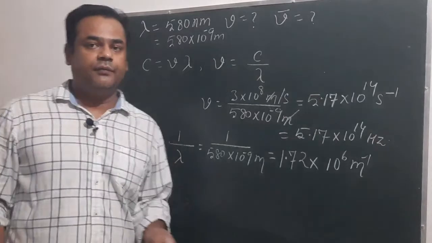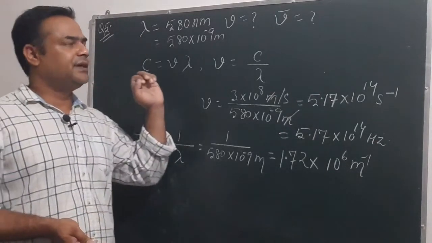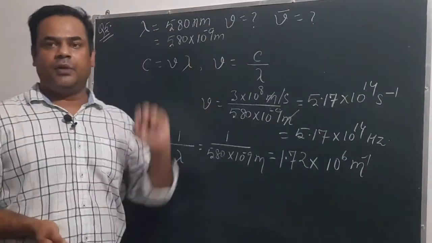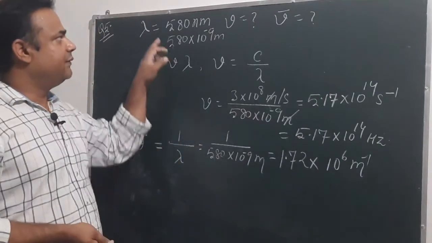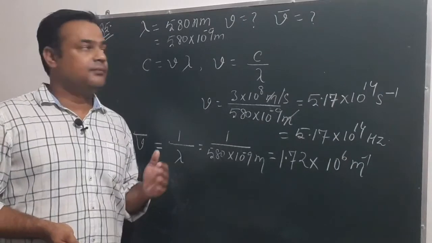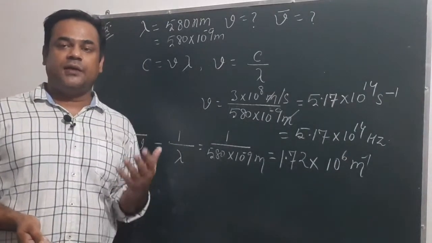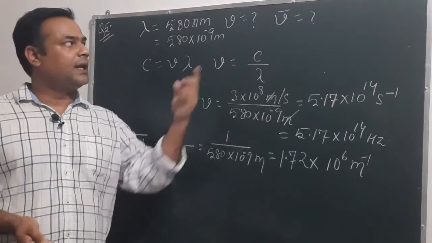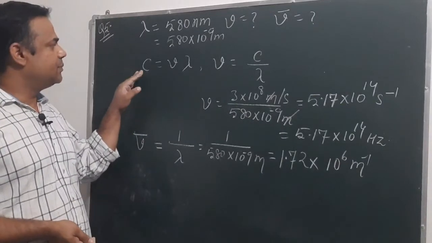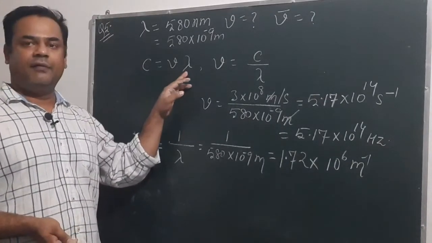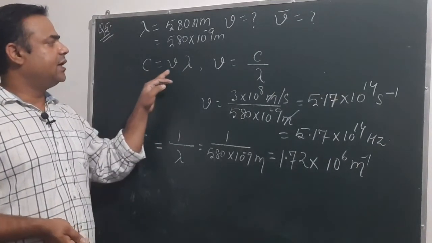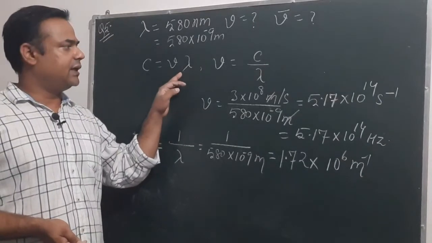In question number 5, we have certain information, wavelength is given, and with the help of this information we have to calculate frequency and wave number. We have a wave with a wavelength of 580 nanometer. Through this question, this message is given to you that if we know the wavelength of any wave, we can calculate its frequency and wave number. So we know the relationship between velocity of light and wavelength as well as frequency, and that relationship is velocity of light equals frequency into wavelength of light.